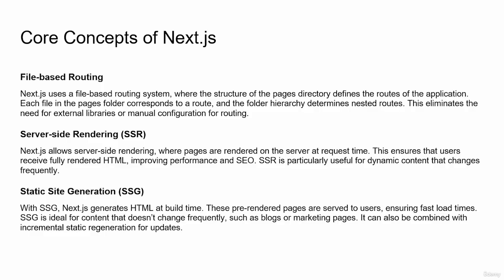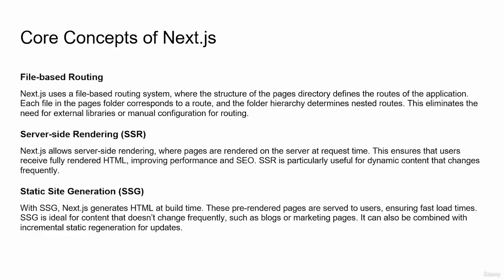The next important concept is static site generation. In this, Next.js generates HTML at build time. This pre-rendered HTML is served to users, ensuring faster load times, and is ideal for content that doesn't change frequently, such as blogs or marketing pages. It can also be combined with incremental static regeneration for updates.